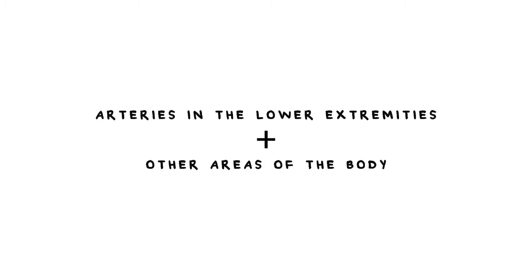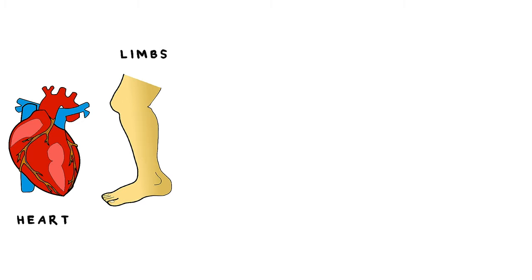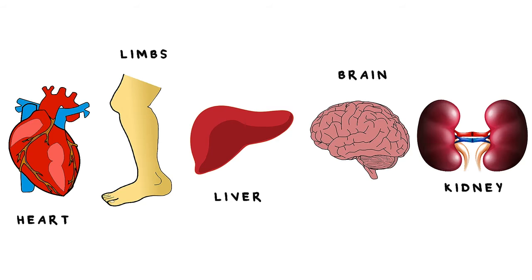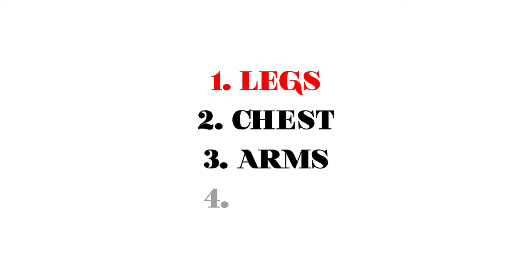Though PAD mainly affects the arteries in the lower extremities, there have been cases when it has also impacted other areas of the body. And since peripheral arteries operate for all arteries that bring oxygenated blood from the heart to the limbs, liver, brain, and kidneys, they can also be affected. PAD is a narrowing of the peripheral arteries that include the legs, chest, arms, and head.